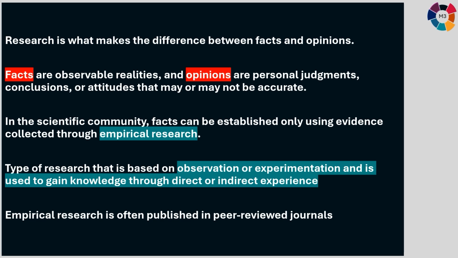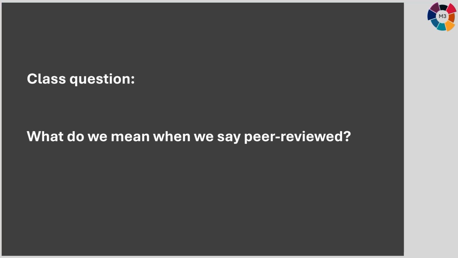Empirical research is basically research that the people who wrote that paper did themselves. Either they observed it themselves, they did the experiment themselves, they themselves were part of collecting this data. What do we mean when we say peer-reviewed? What exactly does that entail?